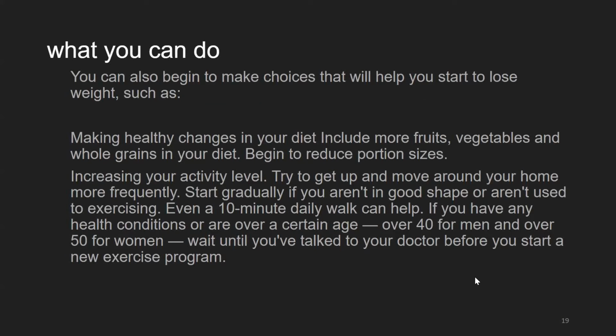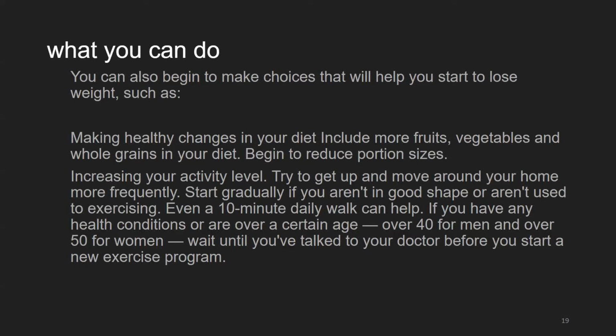What you can do, continue. You can also begin to make choices that will help you start to lose weight, such as making healthy changes in your diet, including more fruits, vegetables, and whole grains. Begin to reduce portion sizes. Increase your activity level: try to get up and move around your home more frequently. Start gradually if you aren't in good shape or aren't used to exercising. Even a 10-minute daily walk can help.